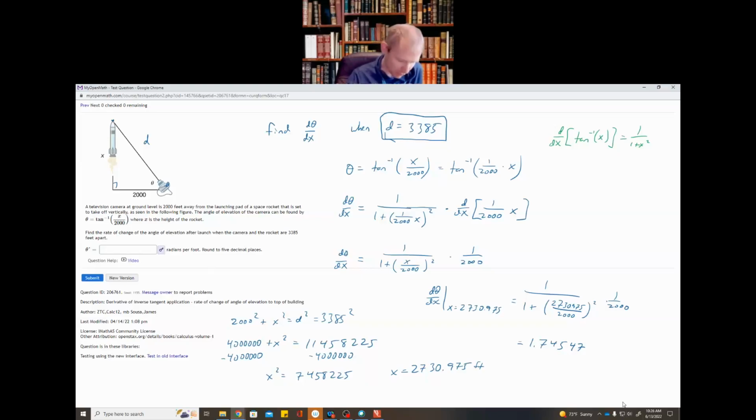Oh, I'm sorry. I wasn't looking carefully enough. My calculator gave my answer in scientific notation. It says 1.74547, and then my calculator gives this little e negative 4. That's the calculator shorthand for scientific notation times 10 to the negative 4th. So I have to move the decimal place 4 places to the left. So 1, 2, 3, 4. So 0.000174547.